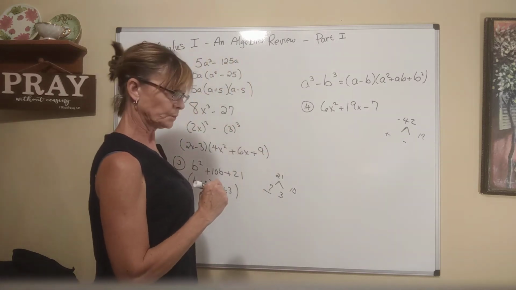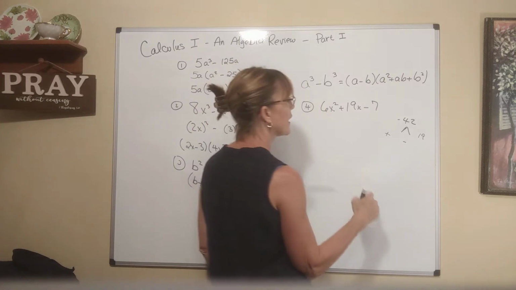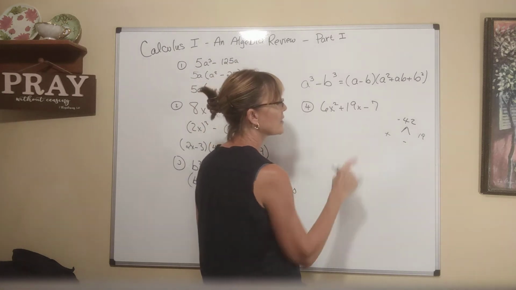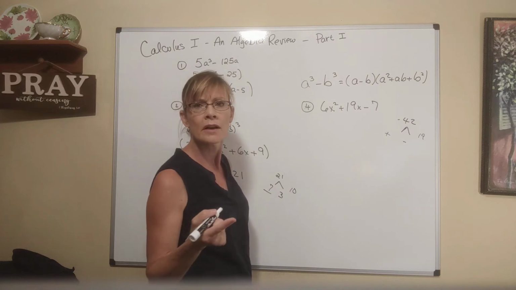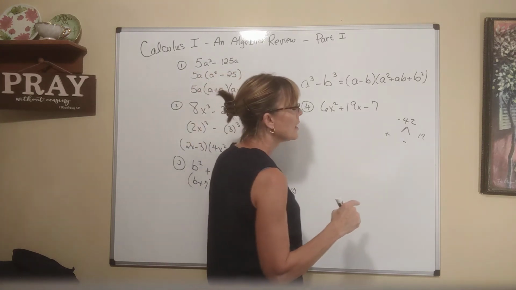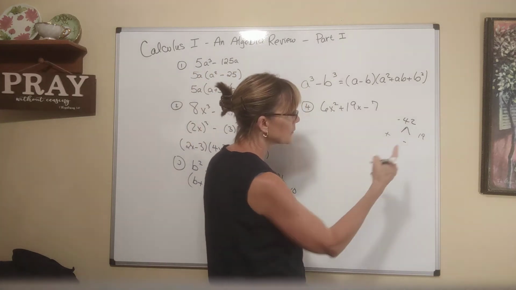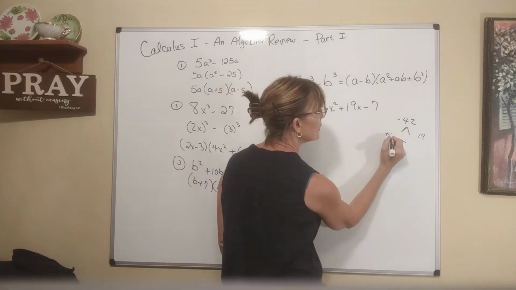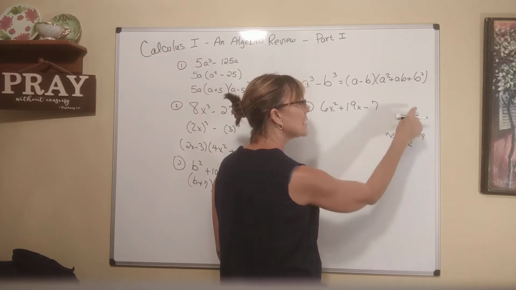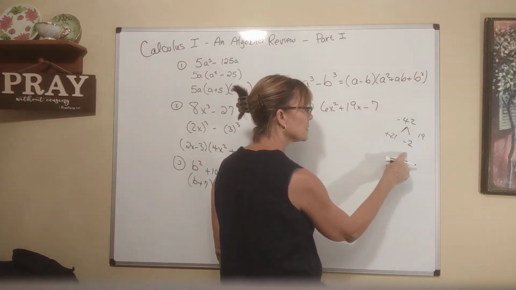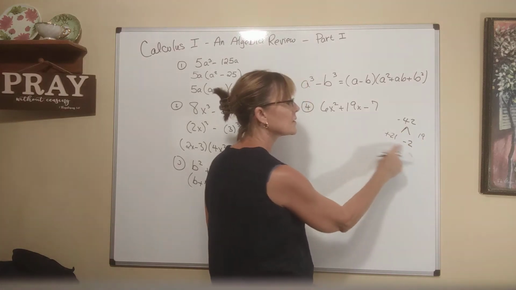So I'm thinking about 42, and what are factors of 42? Obviously 6 and 7 are, but that won't work because 6 plus negative 7 is negative 1. That won't work. What else is there? There's 21 and 2. 21 times negative 2 is negative 42. 21 plus negative 2 is 19. So these are the winning numbers.